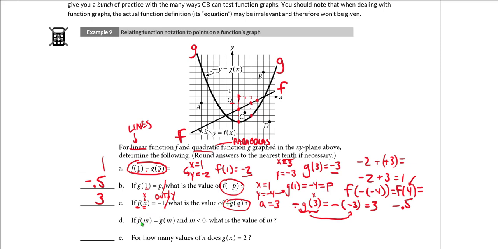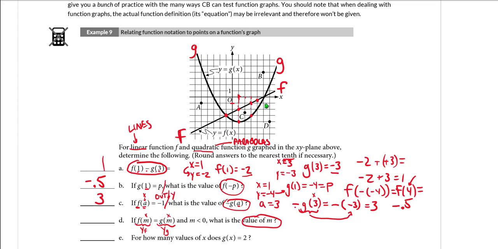In example 9D, we have f of m equals g of m, and m is less than 0. What is the value of m? Okay, so remember that one really easy way to think about this is, when they talk about f of m and g of m, both of those m's are x values. They're the same x values because the m's have to be equal to each other. So f of m is simply a y value on the f function, and g of m is a y value on the g function. So they're telling us that we need to look for a point where the y value on both f and g are equal, which means we're talking about points of intersection. That's what we're talking about.